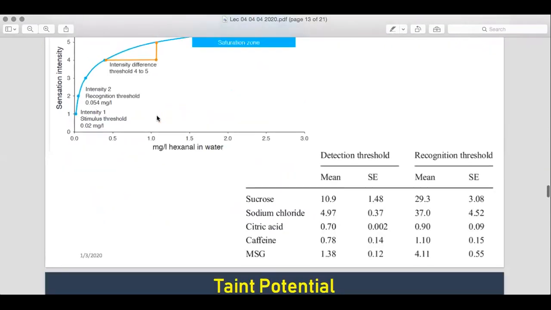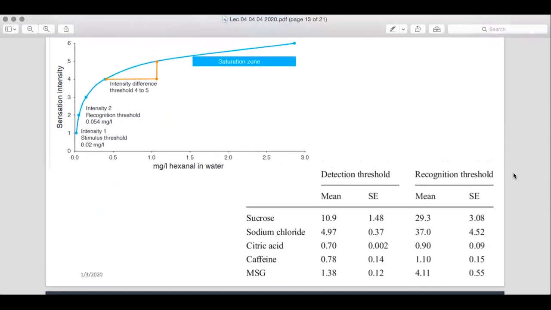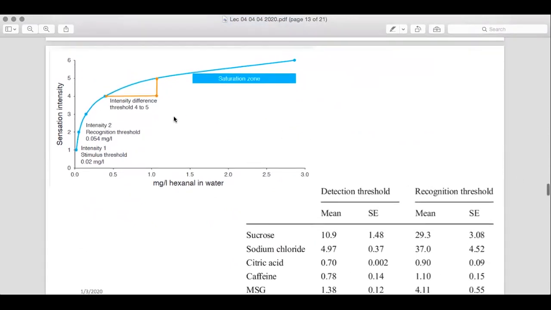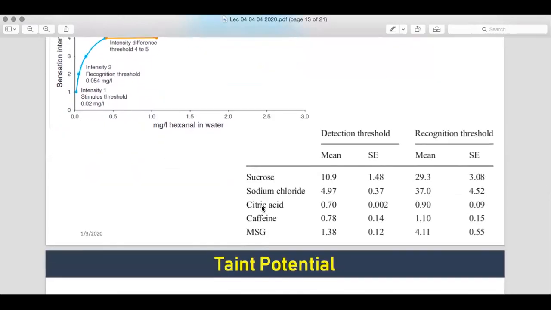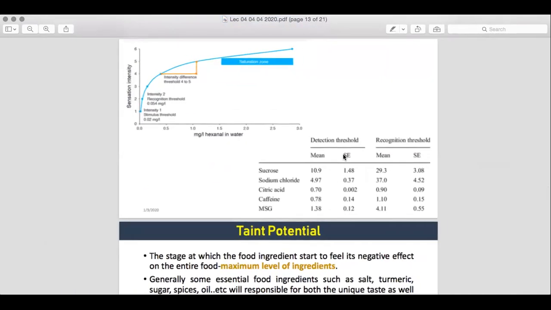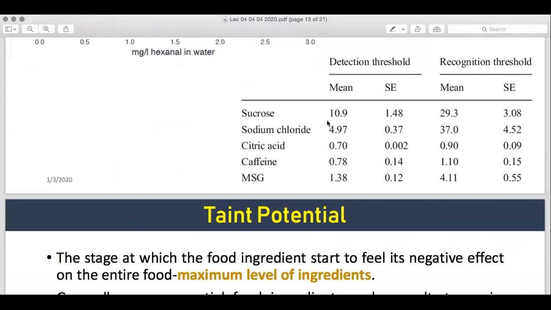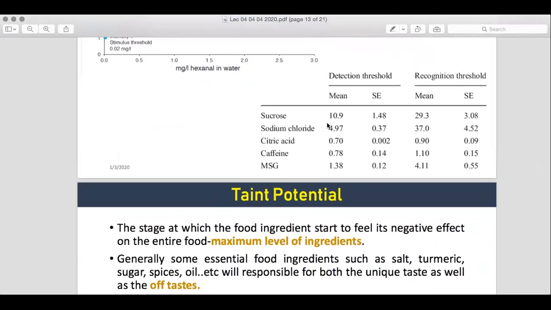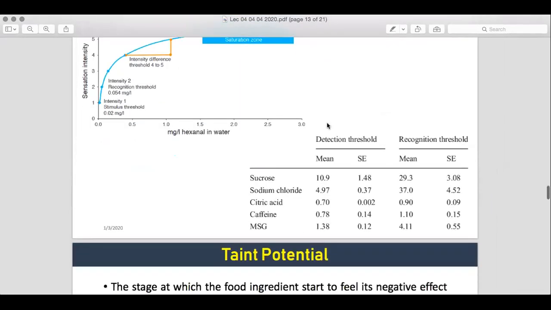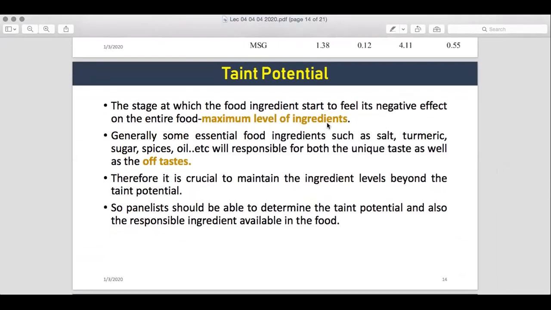Here you can see an example. Detection threshold and recognition threshold level you can see here. Sucrose detection threshold is 10.9 and recognition threshold is 29.3. Right? For different solutions, you can see some values that also fluctuate based on the panel. Right? You can read and understand, nothing to discuss.